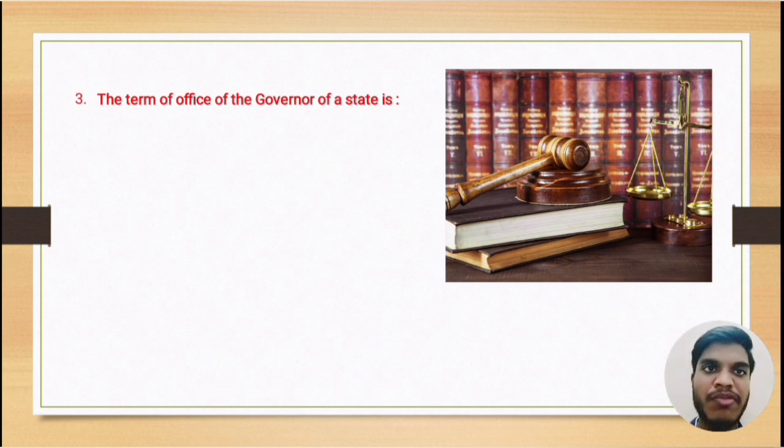Third one, the term of office of the Governor of a state is option A, 3 years, option B, 4 years, option C, 5 years, option D, 6 years. And the answer is option C, 5 years.